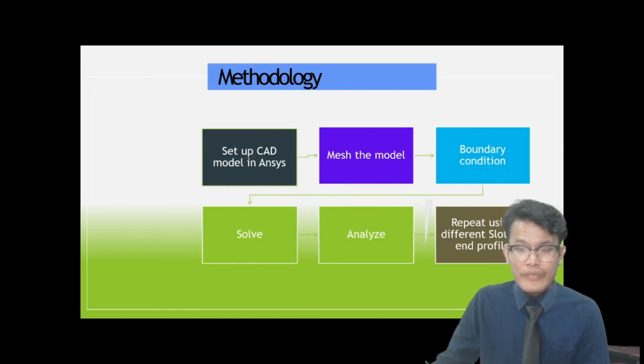For the methodology, first I will draw the 3D model of the specimen that I want to test using ANSYS software. After the drawing of the 3D model, the model will be meshed. Then put the boundary conditions on the 3D object. Run the simulation and analyze the result. The steps will be repeated using different slotted ends, that is V-shape and rectangular shape. The 3D model needs to be redesigned to change the surface of the slotted end profile.